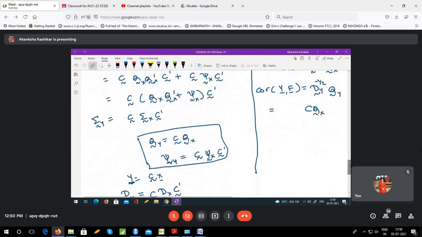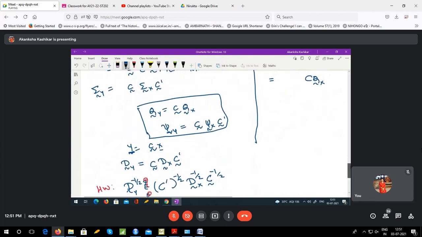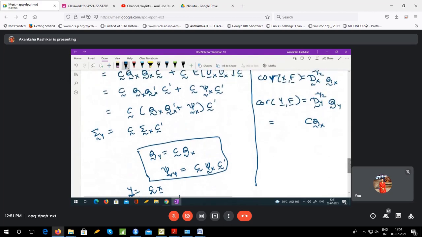Okay. So yes, D_Y raised to minus half. I'm going to listen to whatever these people are saying and substitute this. If it is wrong, we will have to do this derivation again. So C raised to minus half, D_X raised to minus half, C raised to minus half, CQ is there. So this becomes C raised to minus half, D_X raised to minus half, C raised to plus half, QX.